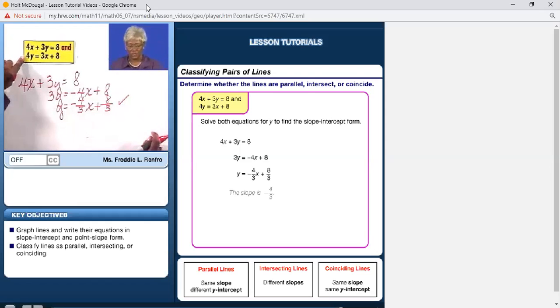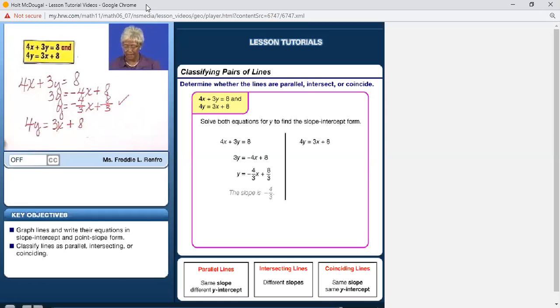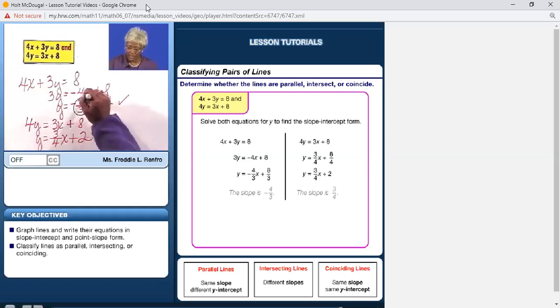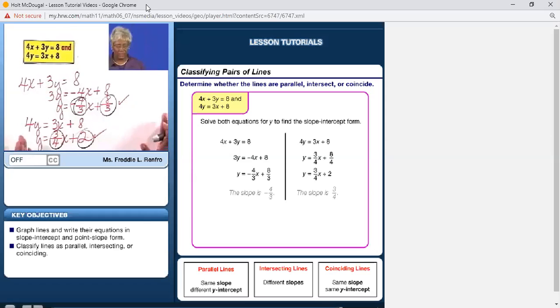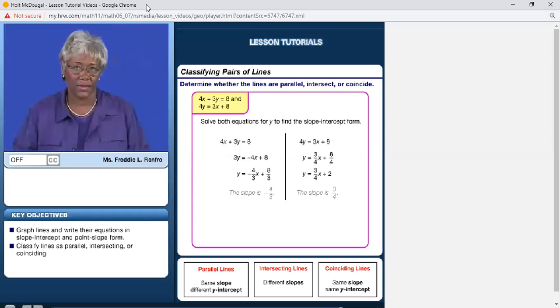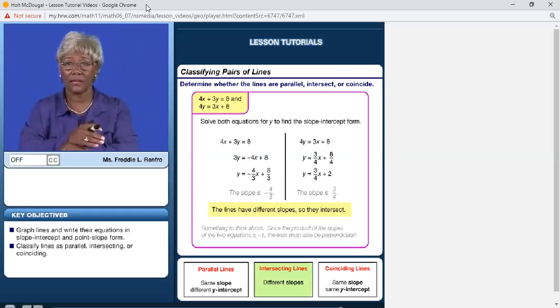Let's look at the second equation. 4y equals 3x plus 8. Here we just simply have to divide both sides by 4, and we get y equals 3/4 x plus 2. Okay, now let's compare. The slope, negative 4/3, here it's 3/4. The y-intercept is 8/3, here it's 2. Different slopes, different y-intercepts. The lines intersect, and that's it.